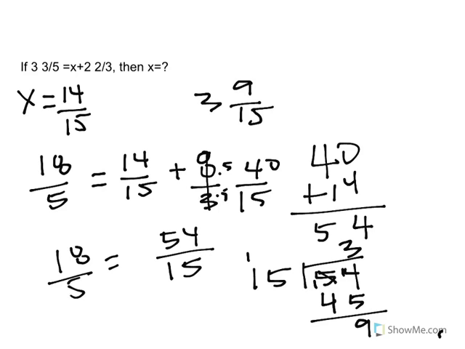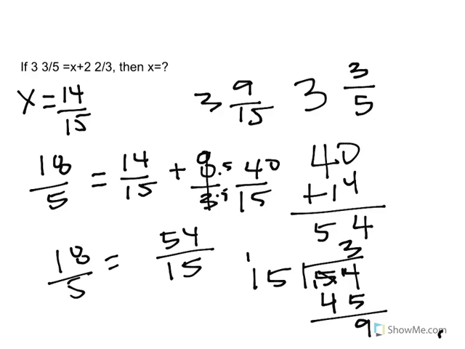Well, we know that 9 over 15 can be simplified. What number can go into both 9 and 15? Well, we know that 3 can go into 9 and 3 can go into 15. So we have 3. 3 goes into 9 3 times. 3 goes into 15 5 times.